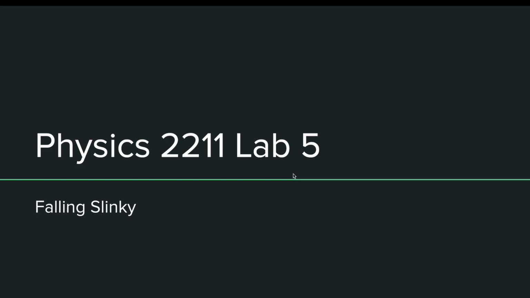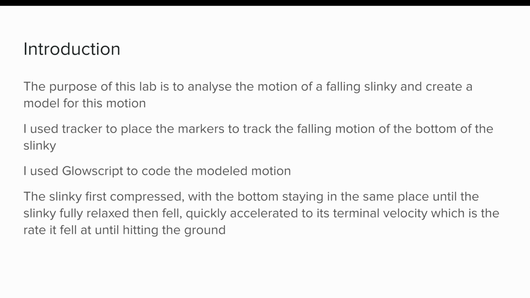Claremont, and this is my physics lab number 5 on the falling slinky. Introduction. The purpose of this lab is to analyze the motion of a falling slinky and create a model for this motion using code. I used Tracker to place the markers to observe the falling motion of the bottom of the slinky, placing all of my points at the direct bottom.